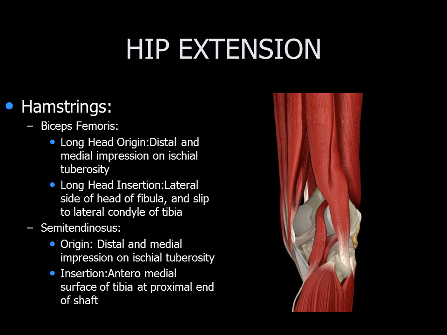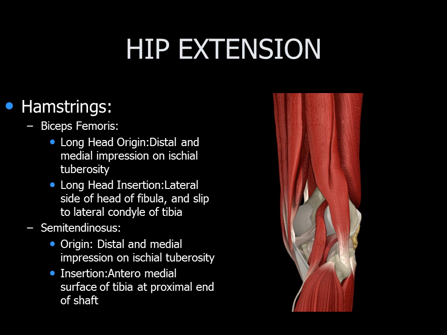The hamstring muscles are comprised of three muscles: the biceps femoris, the semitendinosus, and the semimembranosus. The biceps femoris originates on the distal and medial impression on the ischial tuberosity, and it inserts on the lateral side of the head of the fibula, with a small slip inserting on the lateral condyle of the tibia. So notice that this muscle crosses two joints. It crosses both the hip joint and also crosses the knee joint.